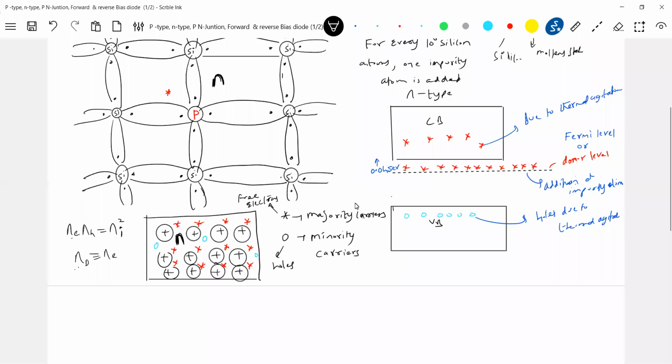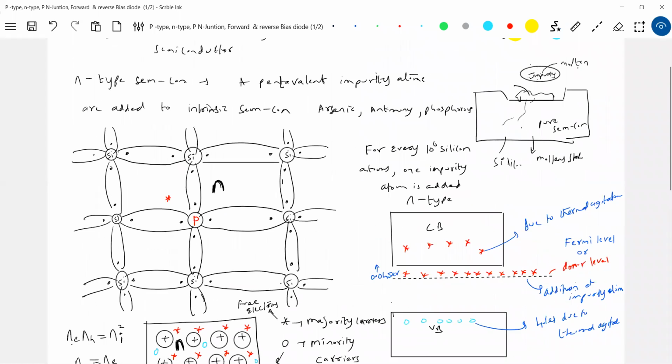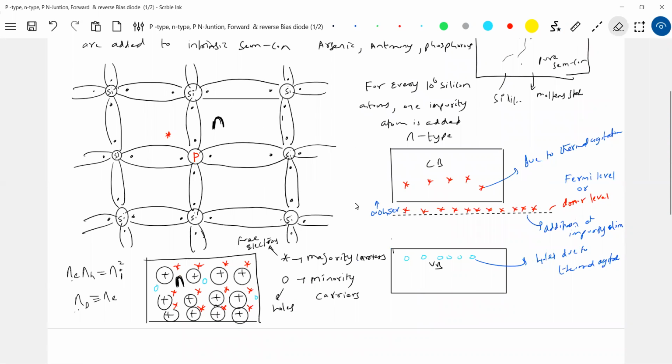If you give slight energy, what happens? These electrons are available for conduction, if you give just this small amount of energy. Earlier, you had to pull the electrons from the valence band. But here, if you supply slight energy, they are available for conduction. This is about the N-type semiconductor. So now we'll go for the P-type semiconductor. Let me choose the same diagram.